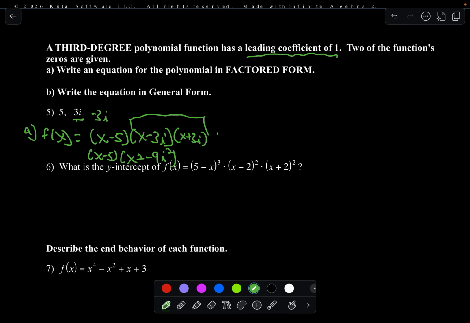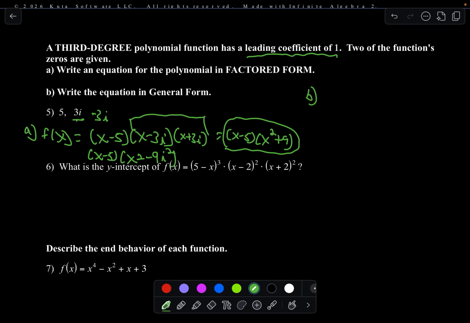Okay, so in factored form, this would be x minus 5, and i squared is negative 1. So that's x squared plus 9. This is factored form. There are no imaginary numbers showing up in this. Notice the imaginary zeros of negative 3i and positive 3i turned into x squared plus 9. Okay. Then they want you to write it in standard form or general form.